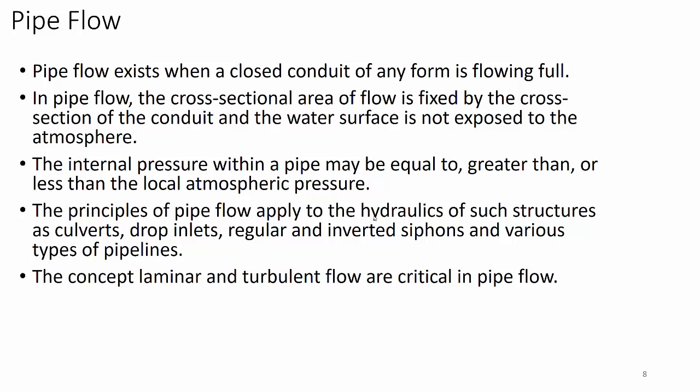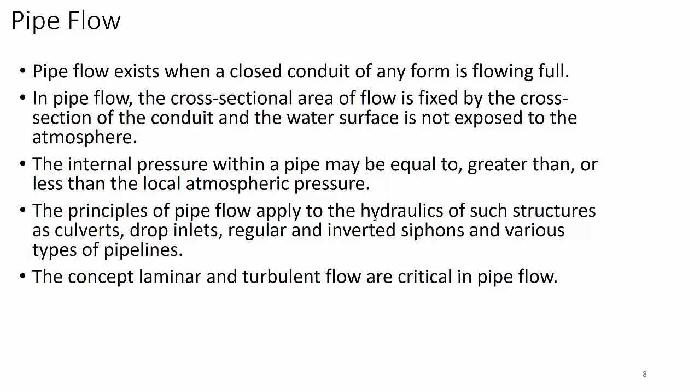In pipe flow, the cross-sectional area of flow is fixed by the cross-section of the conduit, and the water surface is not exposed to the atmosphere. The internal pressure within a pipe may be equal to, greater, or less than the local atmospheric pressure. And that pressure is calculable based upon the input versus output pressures. The principles of pipe flow apply to the hydraulics of such structures as culverts, drop inlets, regular and inverted siphons, and various types of pipelines.